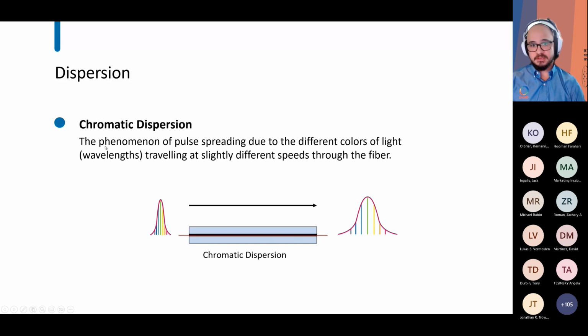Chromatic dispersion is the light spreading out as it travels through the fiber, and so as it slows down and changes speed, it will spread itself out. And so you'll start off with a nice tight wavelength, and then you'll kind of end up with a spread out lower wavelength.